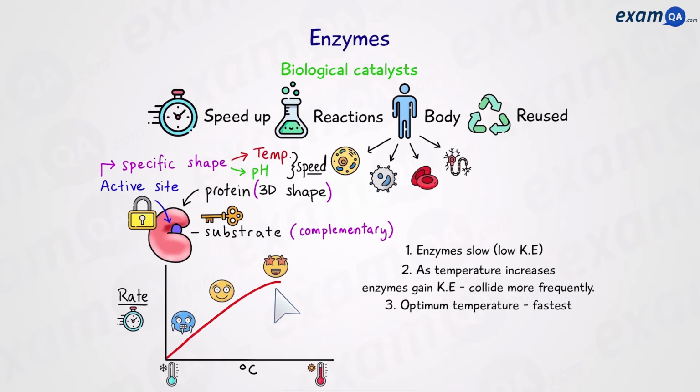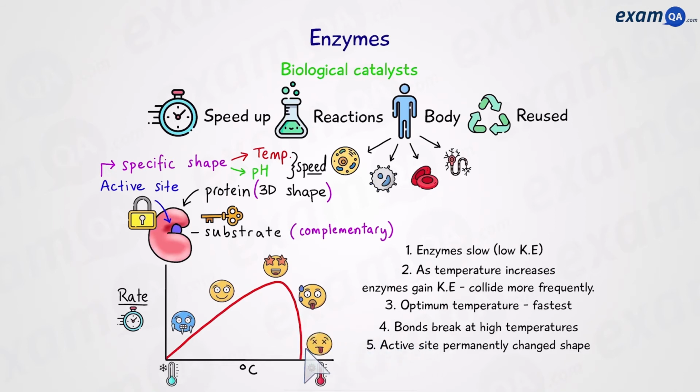Now, if we try to push it beyond its optimum temperature, then the bonds which hold the enzyme will start to break. And eventually, the shape of the active site will be permanently changed, which means the substrate can no longer fit into the active site, and there will be no more reactions. At this point, we say that the enzyme has been denatured.